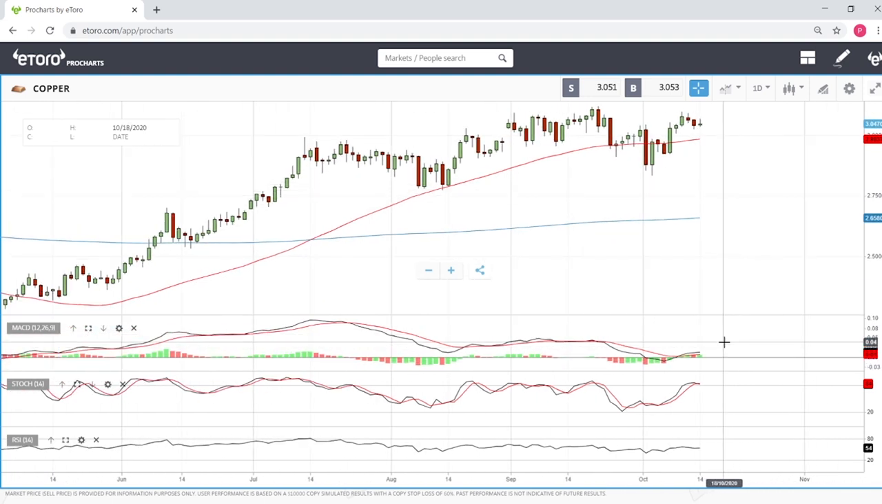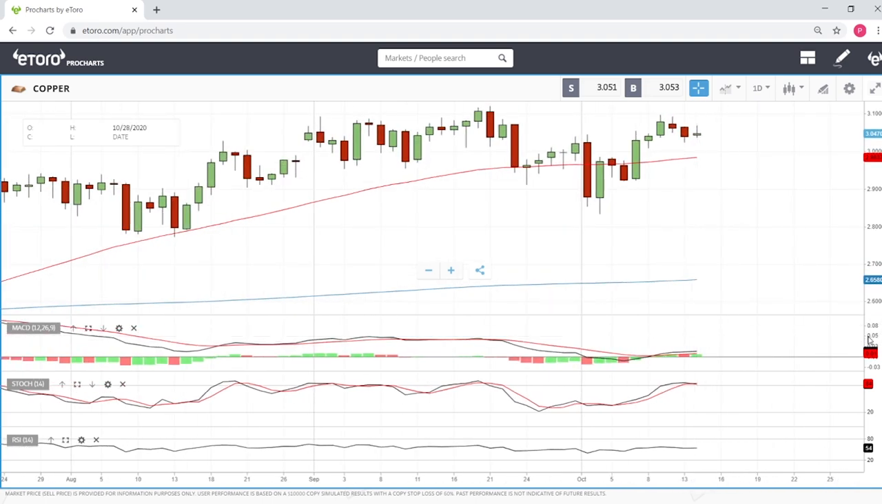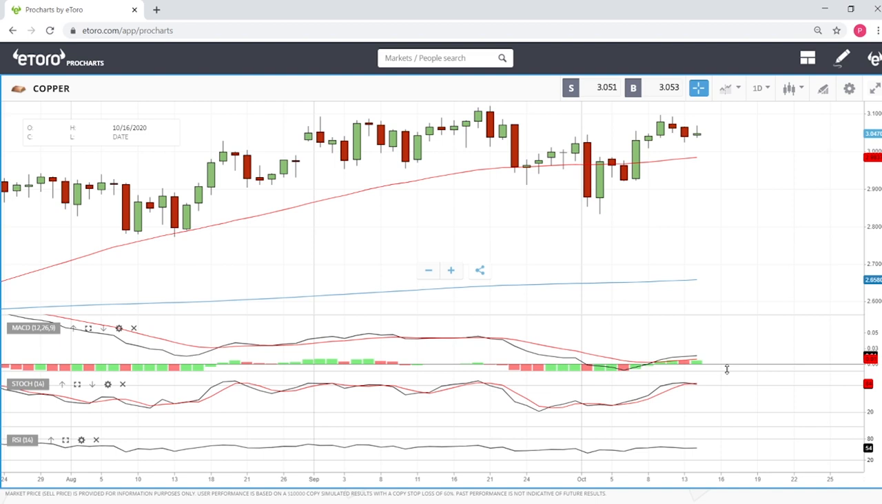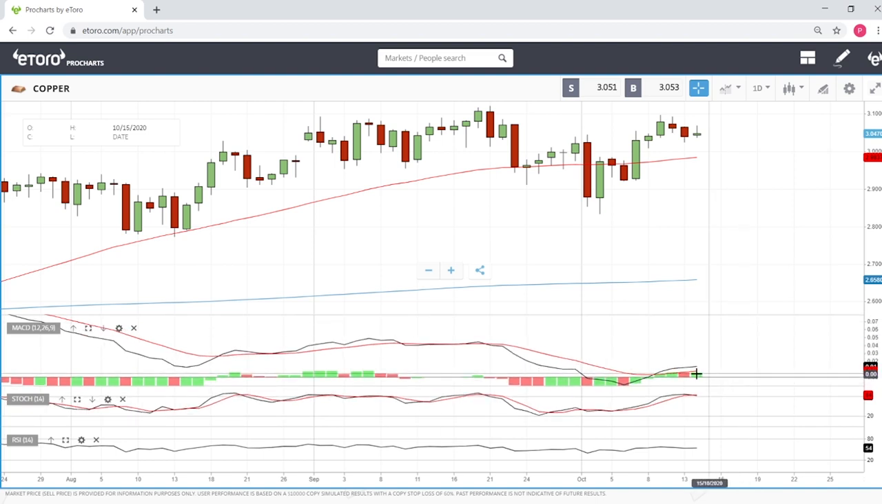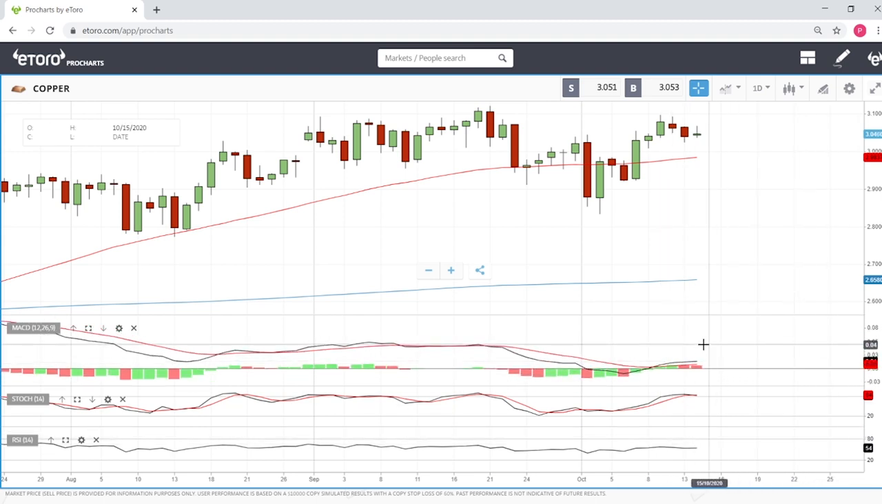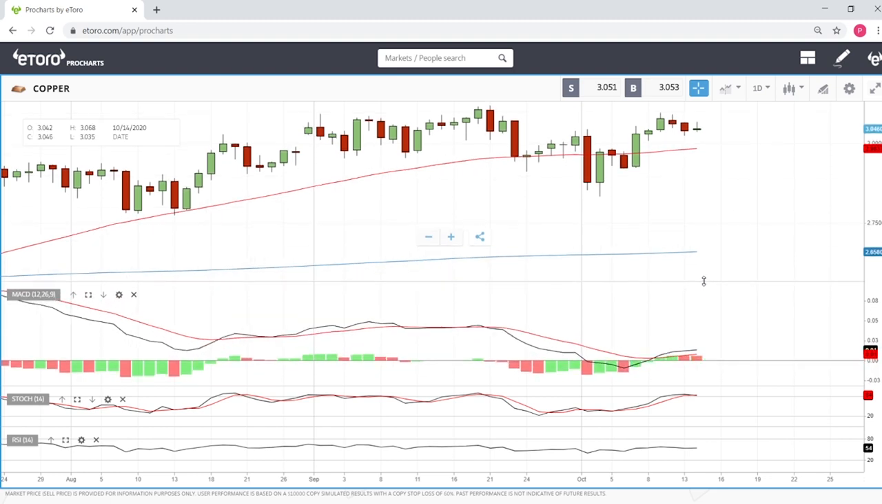The technical indicators are all looking fairly bearish at this point. We can see that the MACD is just about the signal line, but the stochastic has crossed the signal line, and the RSI is technically flat at this point. So you could imagine that we tested this area almost 3 times now, and we didn't manage to get through. This is probably as far as copper will go at this point.